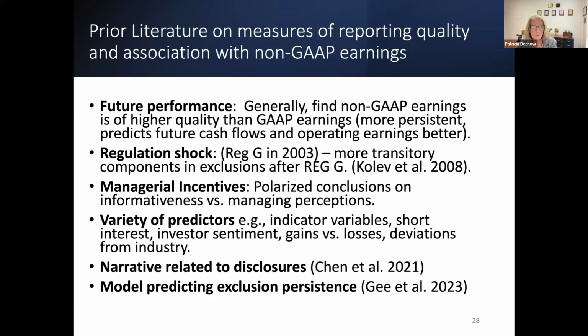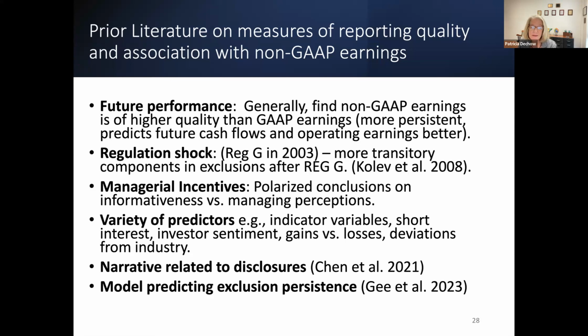So what is prior literature? They've looked at future performance and found generally that non-GAAP earnings is higher quality than GAAP earnings. It's more persistent and better at predicting future cash flows. Regulation shock: what happened after Reg G was introduced? Did firms report more transitory components? That was yes for a while.